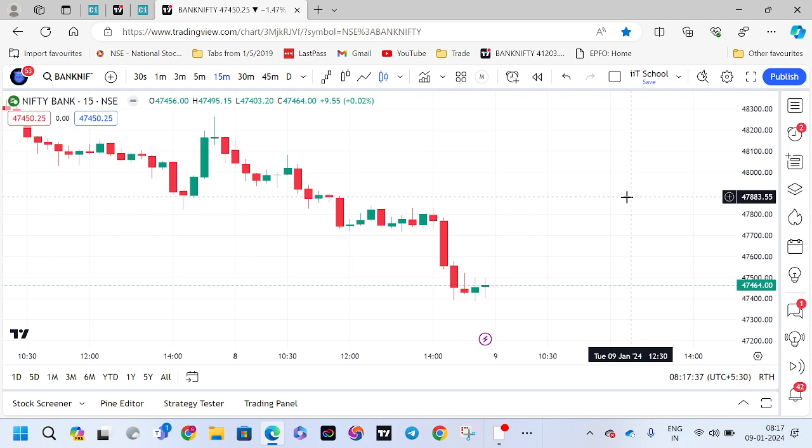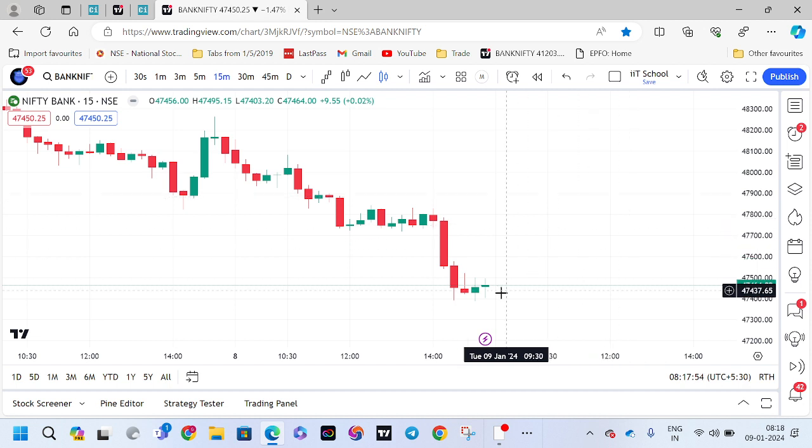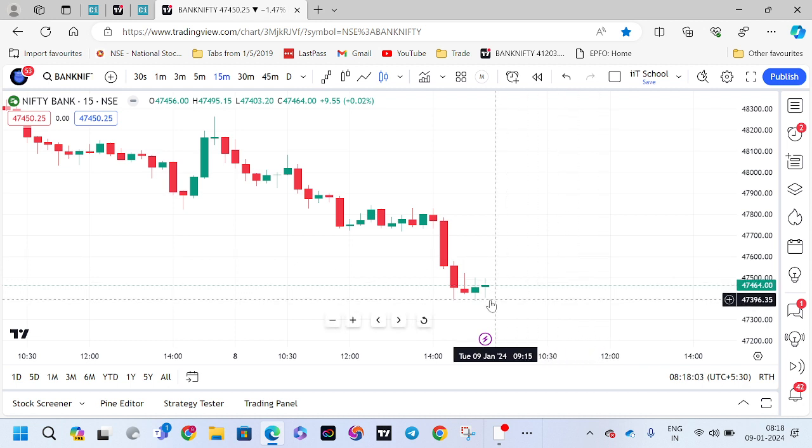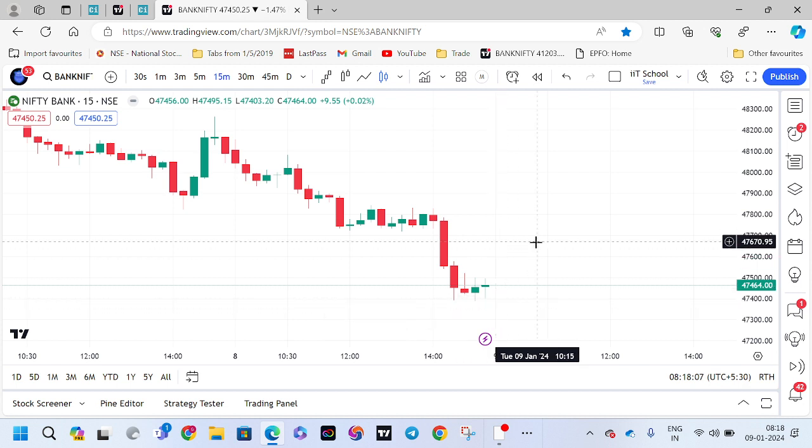So 47,800 CE has given more than 120 points yesterday, and then we had chosen put option. That also has given more than 100 plus points. Then at around 3 o'clock we had suggested 47,400 call option. We have taken minimum quantity, and today we are holding till the expiry. We are expecting to have a retracement.